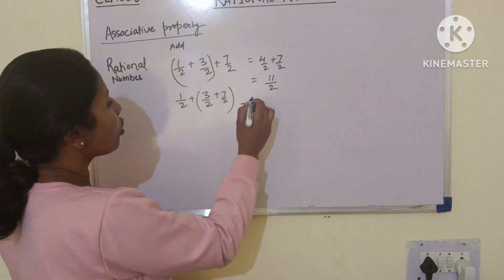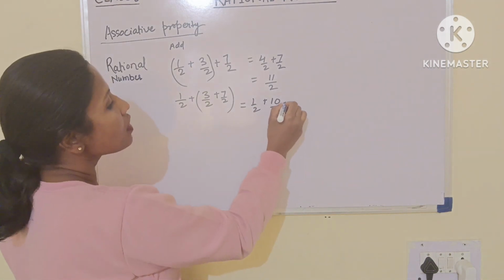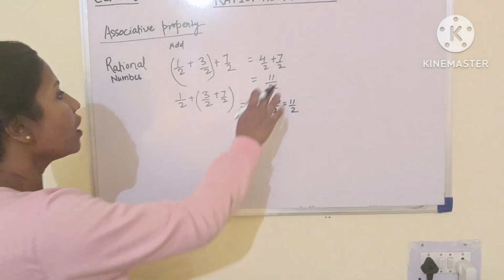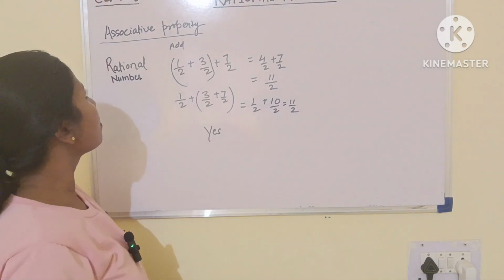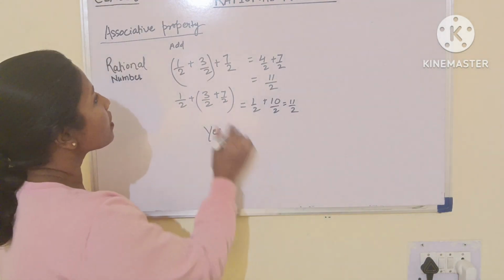Here also 1 by 2 plus 10 by 2. 7 plus 3, 10 by 2. So it's 11 by 2. So we can see the result is same here also and here also. So yes, for rational numbers also the associative property is okay for addition.